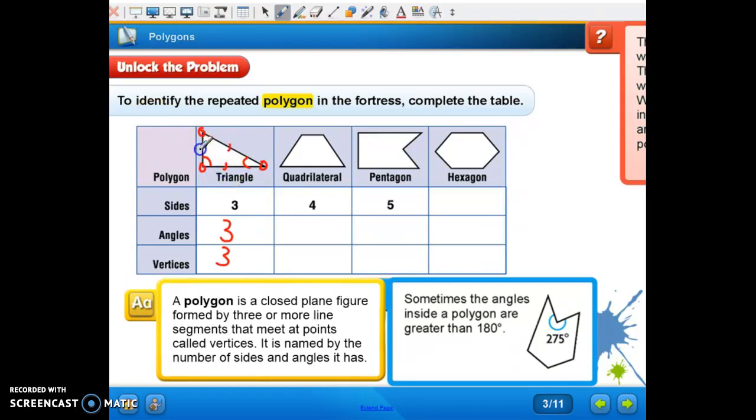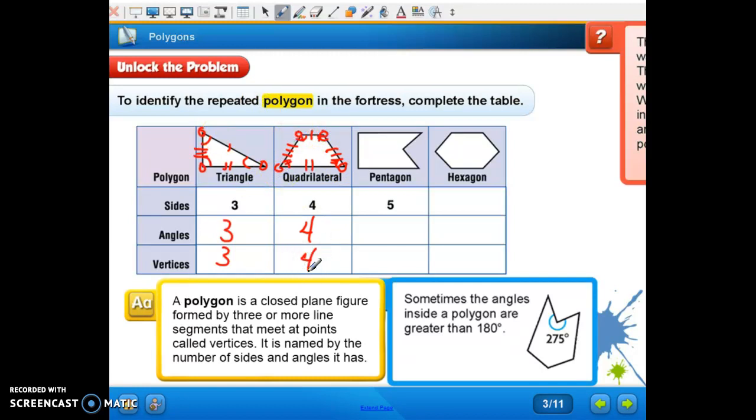This is how we mark sides. If they're not the same size, we mark them differently. Are any of these the same size? Yes. Those 2 would be the same length, and these angles would be the same, and these angles will be the same. So how many angles does it have? 4. And how many vertices? 4.